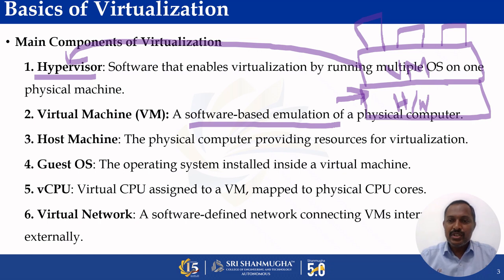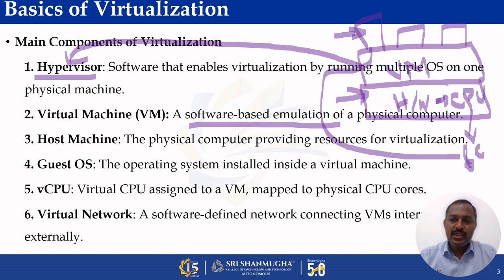So with the help of a virtual machine, operating systems are installed. These operating systems we generally call a guest OS. Virtual CPU: a virtual CPU assigned to a virtual machine is mapped to physical cores. For example, within this hardware, there is a CPU. Assume the CPU has multiple cores. Assume this CPU has 6 cores.